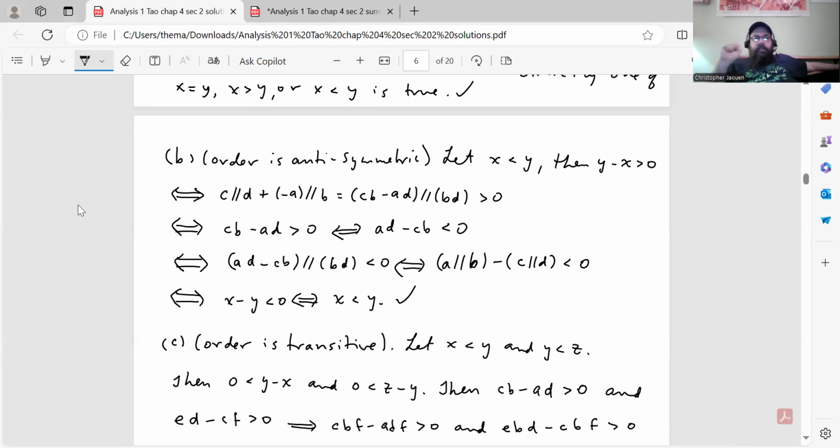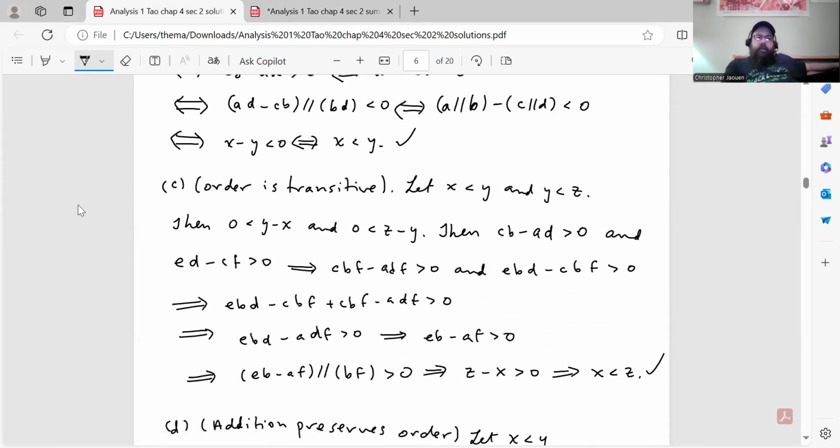So Y minus X greater than 0 implies C/D minus A/B equals (CB minus AD)/BD is greater than 0, if and only if CB minus AD is greater than 0, if and only if AD minus CB is less than 0, if and only if (AD minus CB)/BD is less than 0, if and only if A/B minus C/D less than 0, if and only if X minus Y less than 0, if and only if X less than Y. And that proves that the order is anti-symmetric.